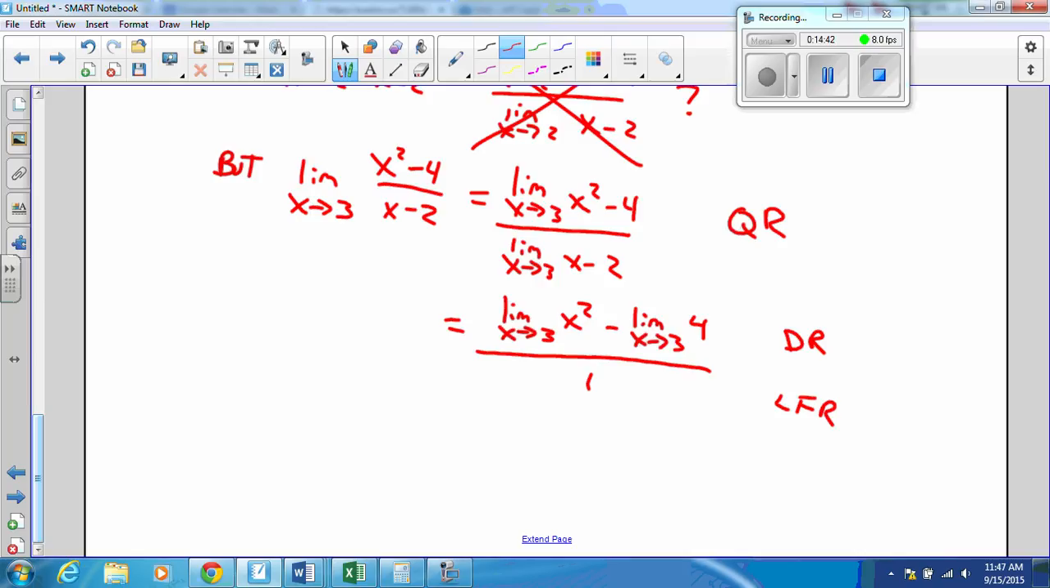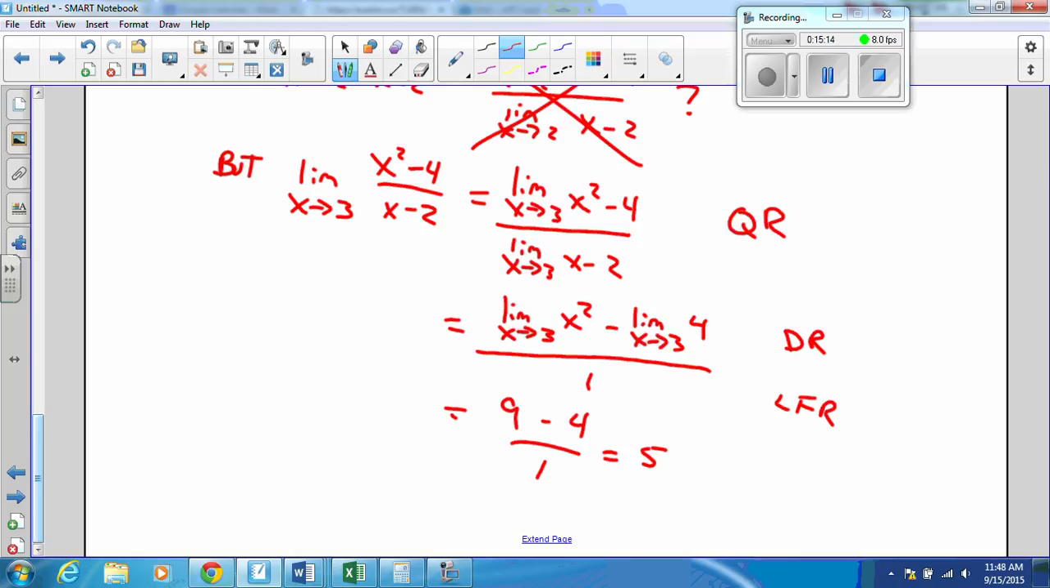Linear function rule. Does it make sense what I'm doing here? And then I've already evaluated the limit as x goes to 3 of x squared. And this is what kind of a function? That's a constant function, so what's its limit? 4. And lo and behold, I have algebraically evaluated a limit that was fairly ugly. Does this make sense? What we're doing?